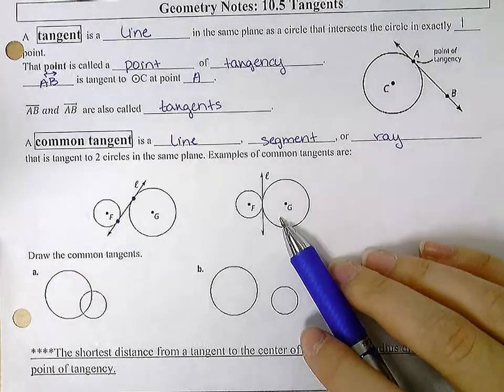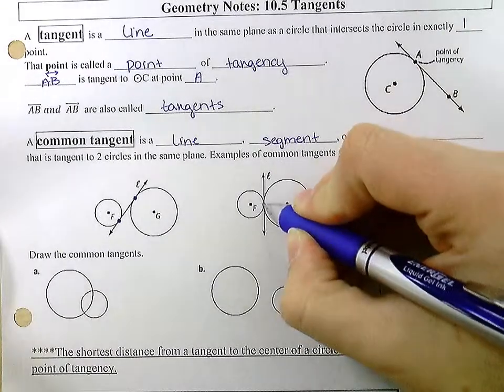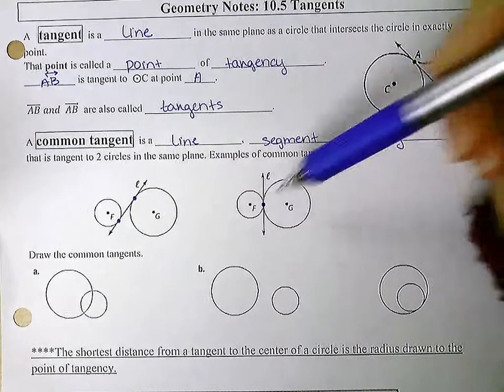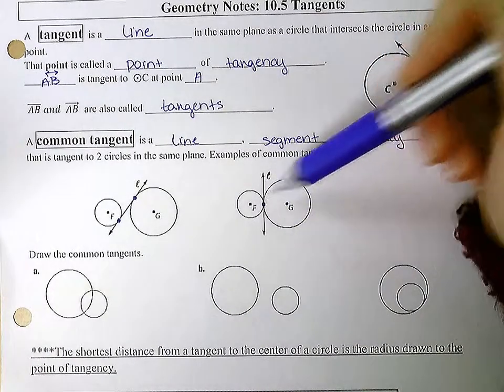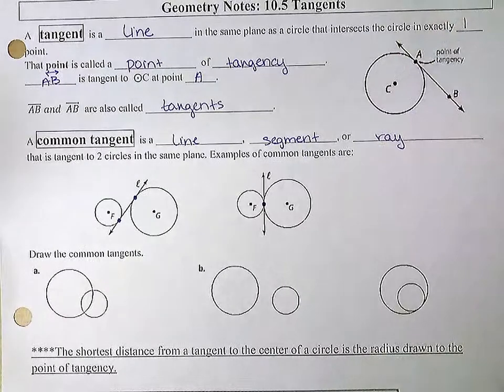In this picture here, this is also a common tangent. Line L is tangent to circle F at this point, circle G at that same point. Okay, so it's that tangent that hits two different circles.